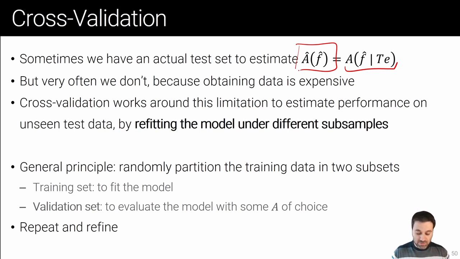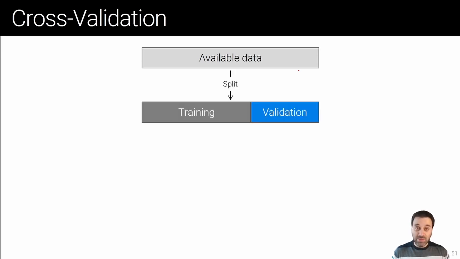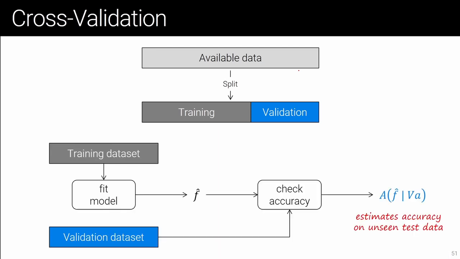Let's see an illustration. So we have the available data, everything we have. And what we do is split it in two. A large part of it is going to be the training set, and the other one is going to be the validation set. With the training set, we fit the model as usual, and then we check the accuracy with the validation set, which, as you can see, is not used in any way to train the model. It's only used to assess the goodness of fit. So we have the measurement of accuracy of the model given the validation set. This is estimating in itself the accuracy of the model on unseen data.